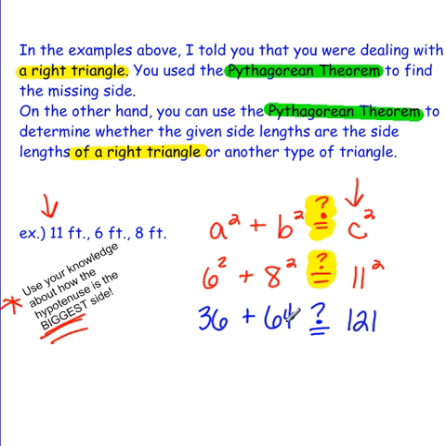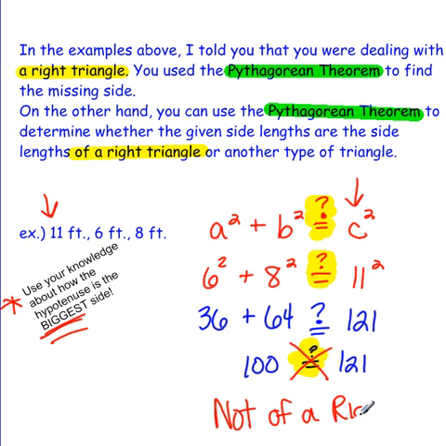36 plus 64 is 100. And we have 121 on this side. So my question to you, does this side equal this side? Absolutely not. So these are not the side lengths of a right triangle because it didn't equal. It has to equal in order for it to be a right triangle. Let's look at one more.